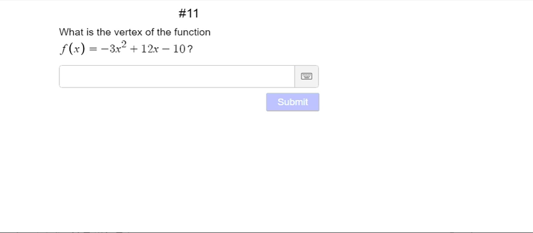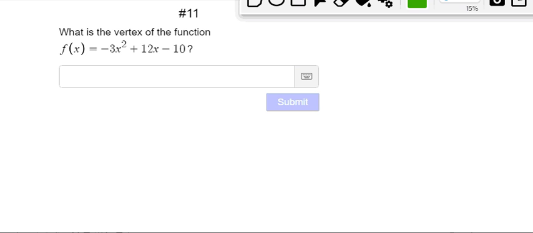All right, what is the vertex of this function? Now I want to show this 2 different ways, and we'll see which way is easier. I think I know which way is going to be easier, but anyway. First thing we want to do is find our axis of symmetry. So our axis of symmetry, -b divided by 2a, is going to be -12 divided by 2 times -3.